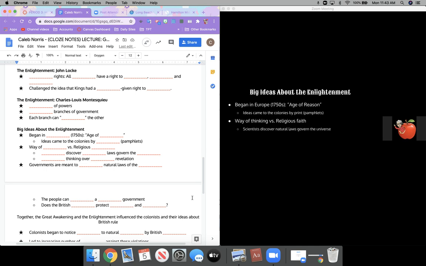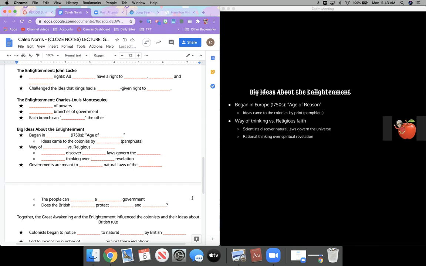Scientists discovered that natural laws govern the universe. It's not God. It's not a higher power that controls the universe. It's science. And again, they could still believe in a higher power, but there are scientific ideas that make the universe work on a daily basis.